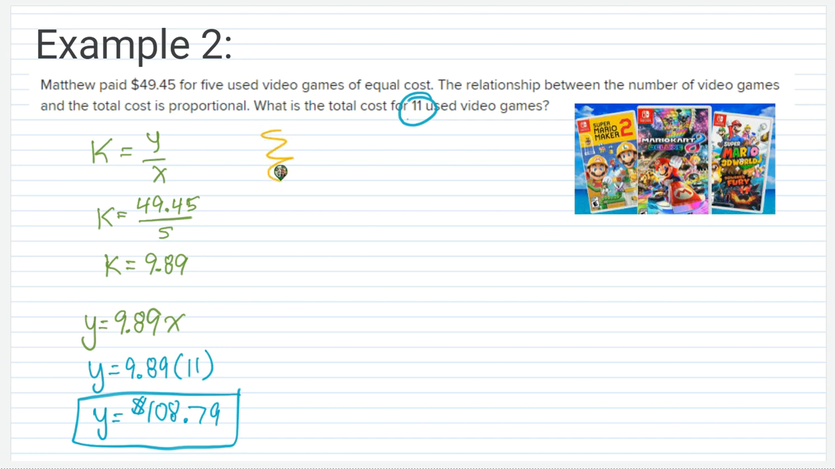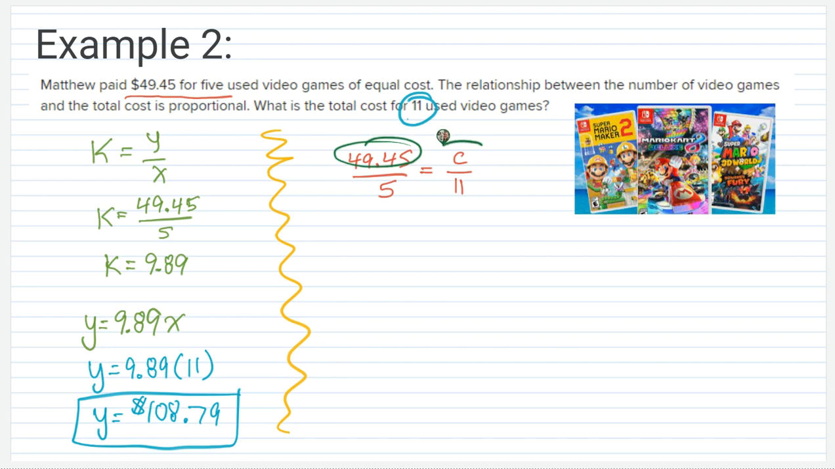Now, with this proportion method, we're going to end up with the same answer. It's just a different setup. So with that being said, we're going to set up a ratio equal to another ratio. The initial ratio that they give us is $49.45 for 5 games, and we're going to set that equal to the cost of 11 games. Taking a look at this proportion, I have the cost on the top, and on the bottom is the number of video games. So I'm making sure to keep those values consistent.